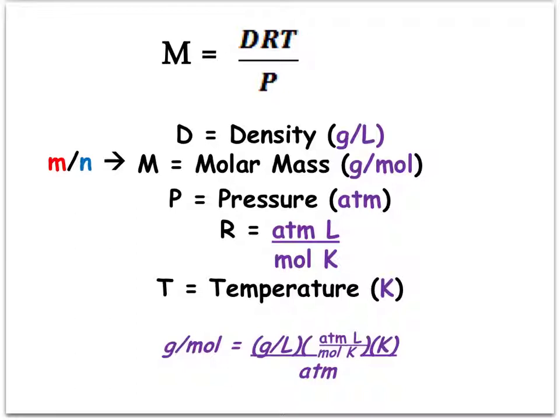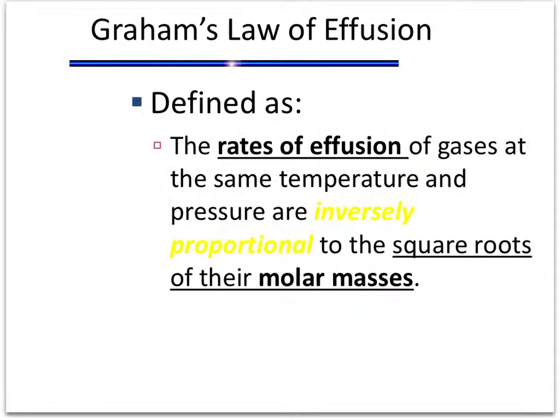It's important to note the units. Density has a unit of grams per liter, molar mass has a unit of grams per mole, and temperature always has to be converted to Kelvin. Finally, in this unit, we discussed Graham's law of diffusion, which discusses the rates at which gases will move through a space.